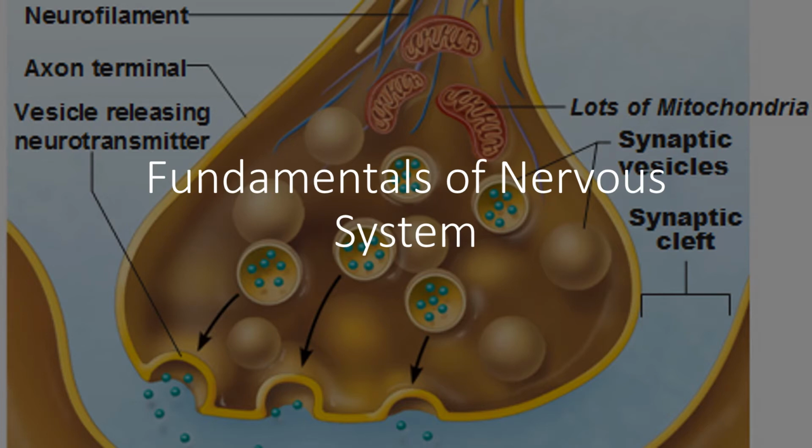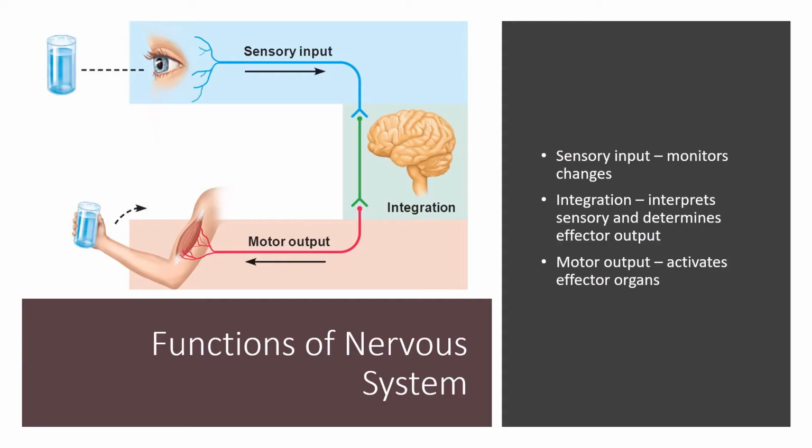Fundamentals of the nervous system. The basic functions of the nervous system include sensory input. You have a variety of sensory organs that will detect changes in your internal and external environment.